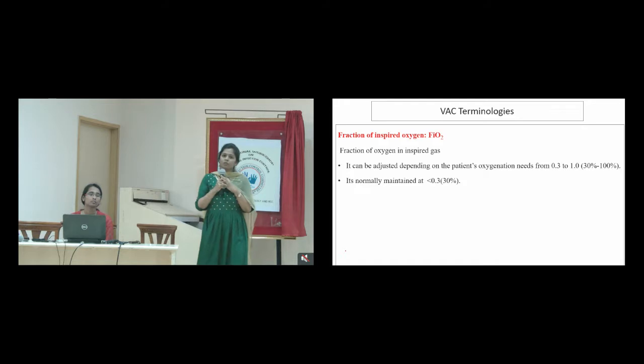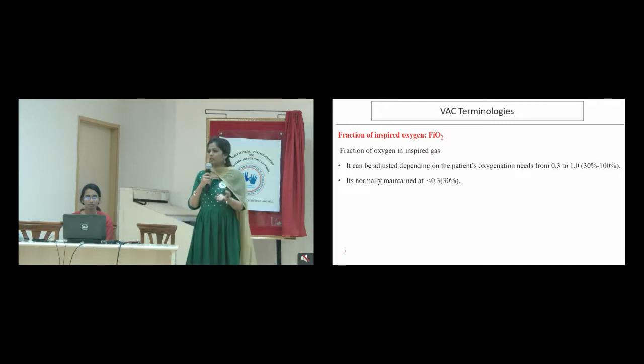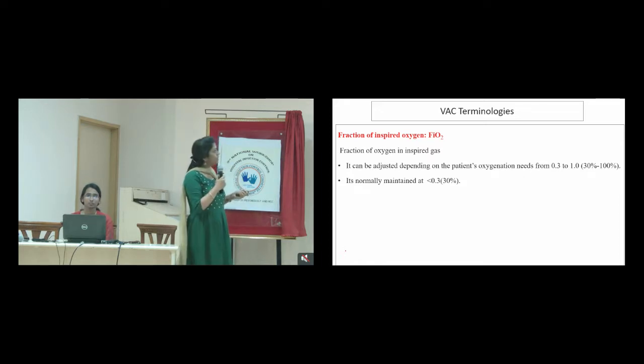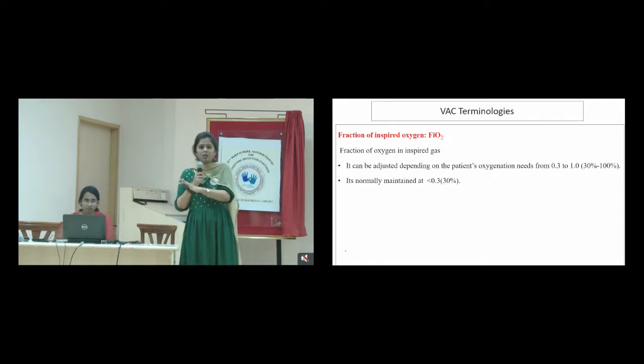FiO2 is fraction of inspired oxygen. The normal FiO2, atmospheric oxygen, is about 21%. When a patient is mechanically ventilated, the patient's oxygen demand increases. Normally it is maintained at less than 30% or less than 0.3. Whenever a patient is mechanically ventilated, depending upon the oxygen demand, the ventilator setting is kept from 0.3 to 1. This range, that is FiO2, is increased or decreased based on the patient's oxygen demand.